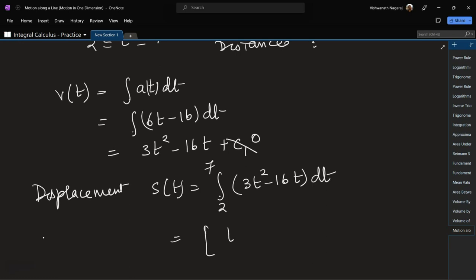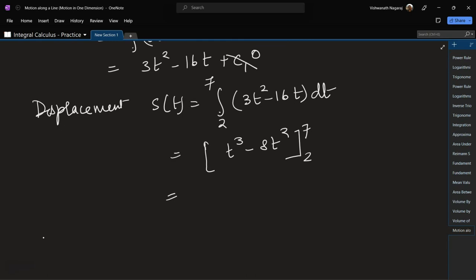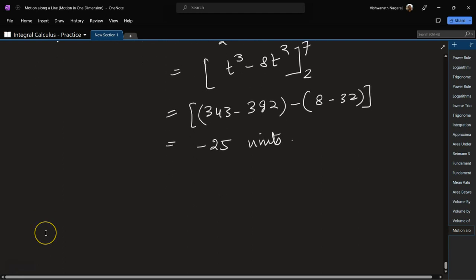So let's integrate it. 3t cube by 3, so t cube minus 16t square by 2, so 8t square plus c2, the constant of integration will get cancelled out when we talk of definite integral. So 2 to 7. Okay, this would be 343 minus 392 minus 8 minus 32, which gives us minus 25 units. Okay, this is pretty straightforward.